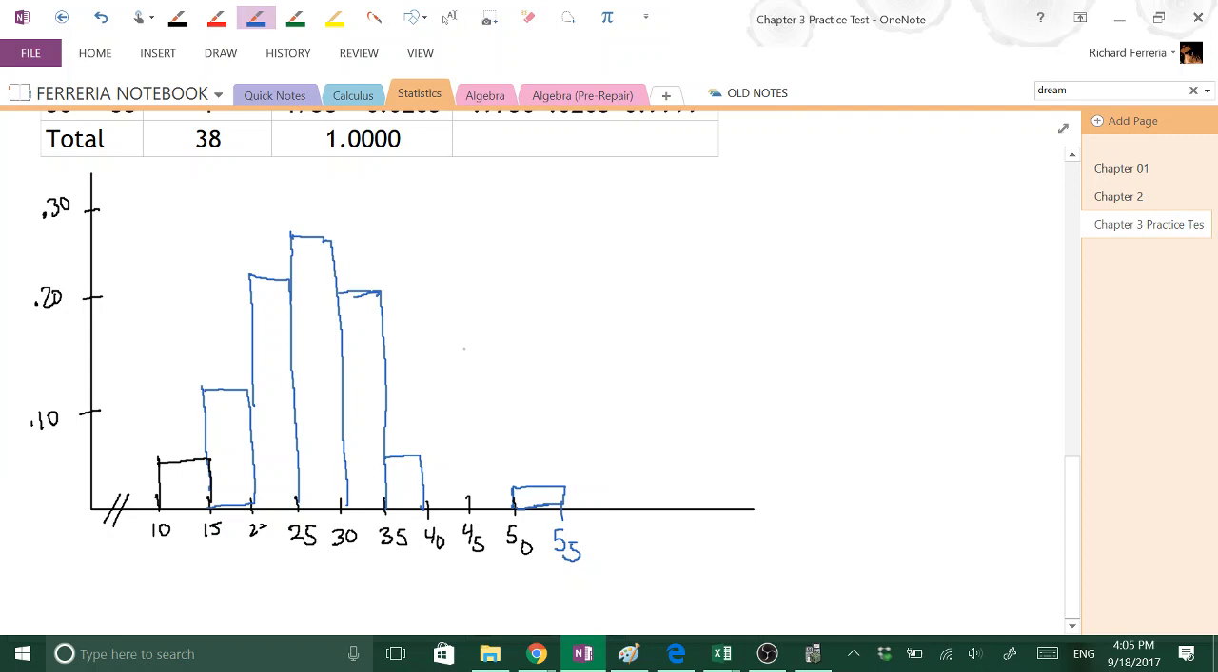You can also do this in frequencies, that's fine. Does it ever matter if it's in frequency or relative frequency? Only if it's specified would you have to use one over the other. If you're comparing two different distributions, then it would be more appropriate always to use relative frequencies rather than frequency.